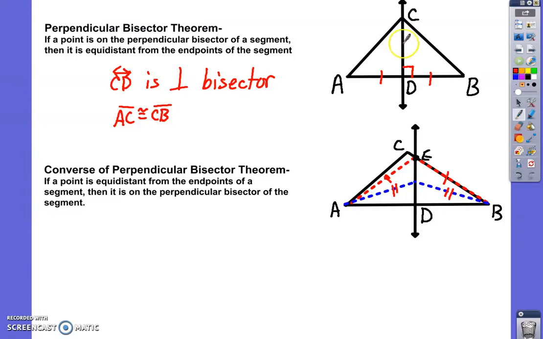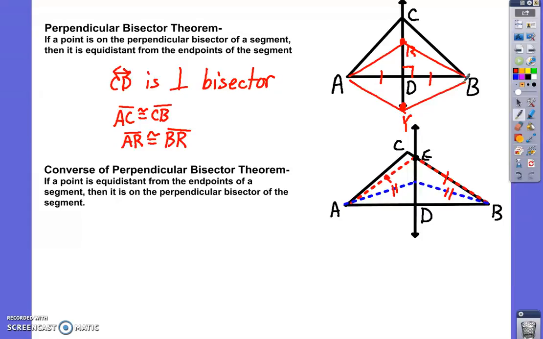If we had some other point, and we'll call this one right here R, then that means that AR is congruent to BR. So any point that lies on that perpendicular bisector would be congruent. If we had some other point down here, and we call this point Y, well, guess what? AY would be congruent to BY. So that's what the perpendicular bisector theorem says.